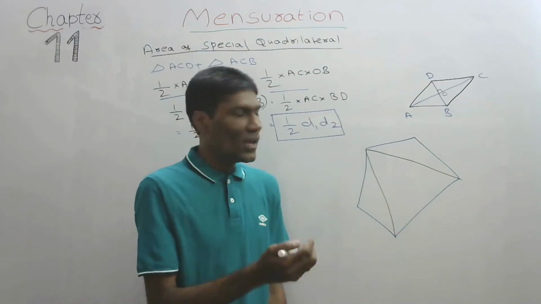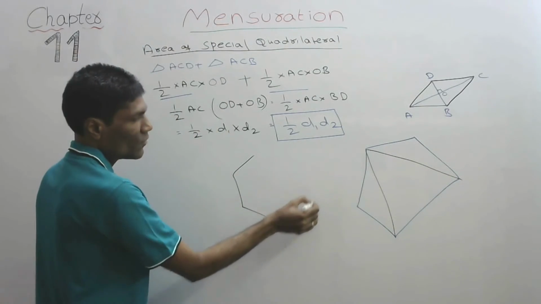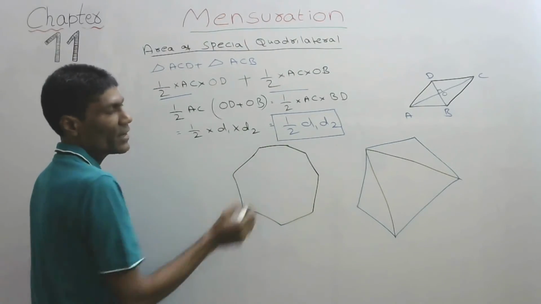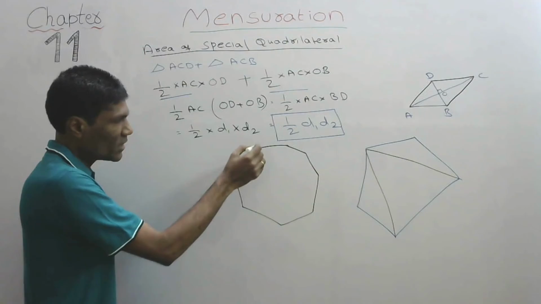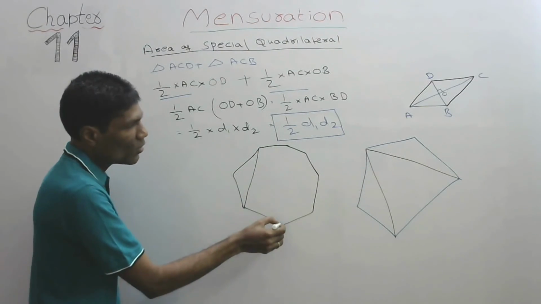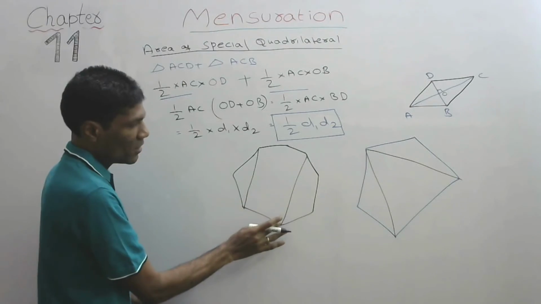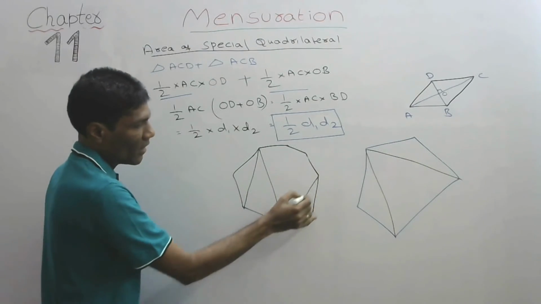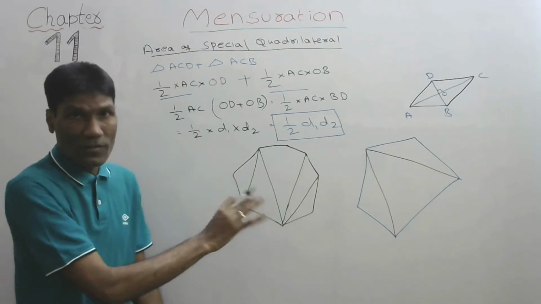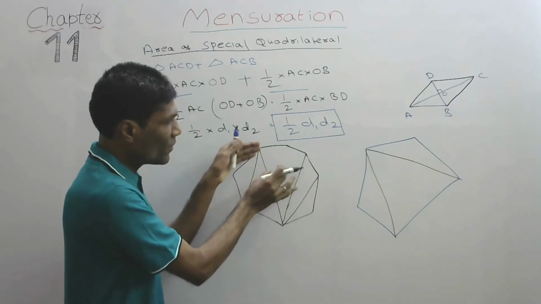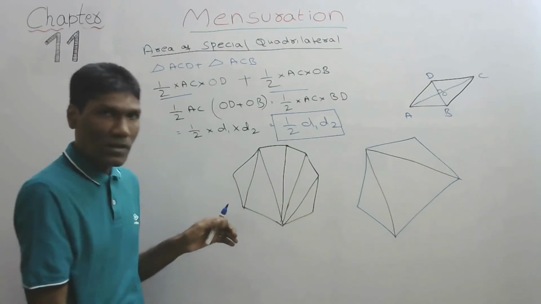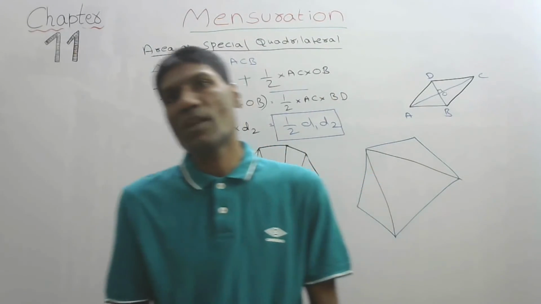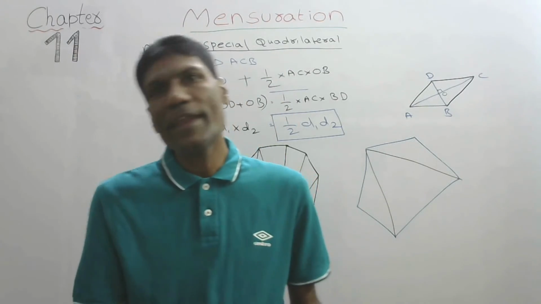If we have 1, 2, 3, 4, 5, 6, 7, say 8 or a bigger figure, even in that case we will divide it into different triangles or rectangles, whatever it is. Like this we will divide into different triangles. We will find the area of each and sum it up. Like this we will be finding the area of any polygon.